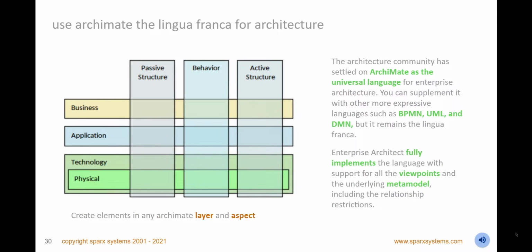Archimate has become the lingua franca or de facto language for architecture description. Enterprise Architect fully implements the language, including providing a rich set of model patterns to automatically inject any standard viewpoint into your model, comprising elements and diagrams. Create content in any layer or aspect of the language, and add metadata to any element using the powerful and flexible profile and technology facility.